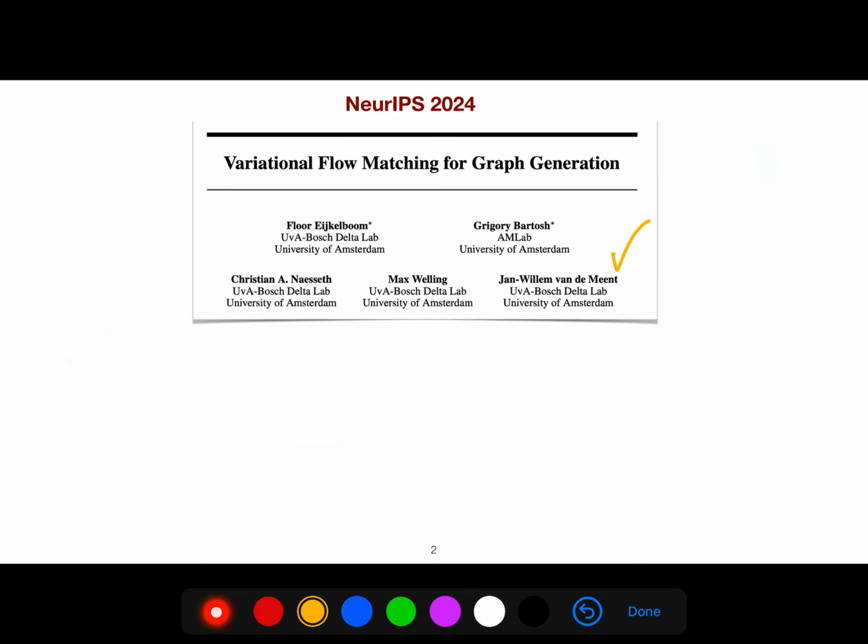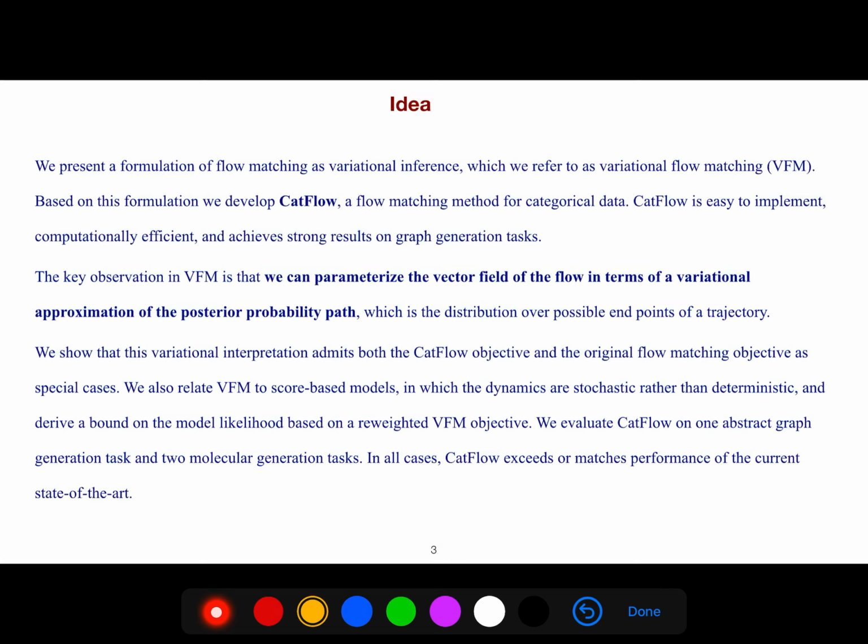By the way, this AM lab is very important. Also, this UVA Bosch Delta lab is a very important lab. They have very good articles. So the key observation of variational flow matching is that we can parameterize the vector field of the flow in terms of a variational approximation of the posterior probability path, which is a distribution over possible endpoints of a trajectory.